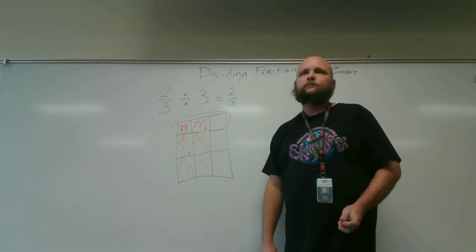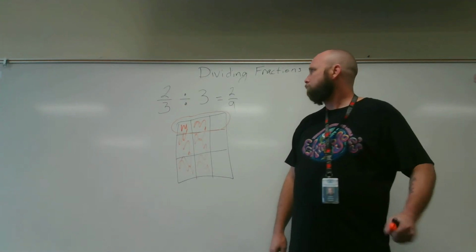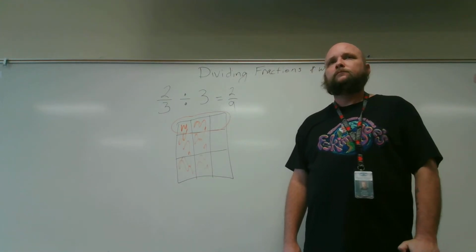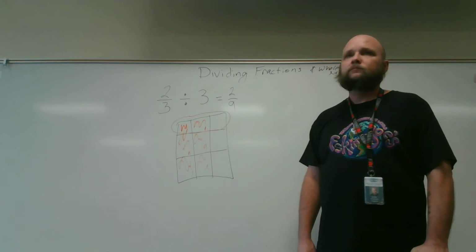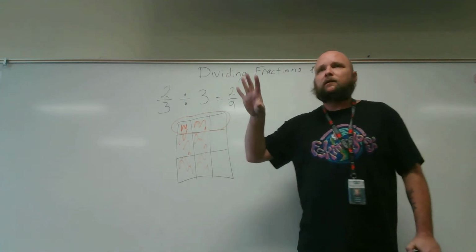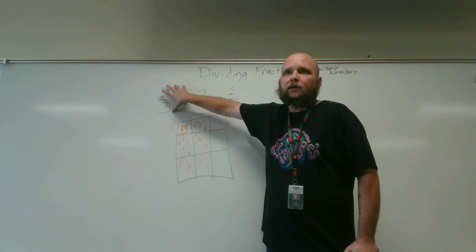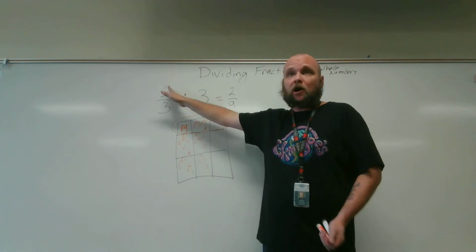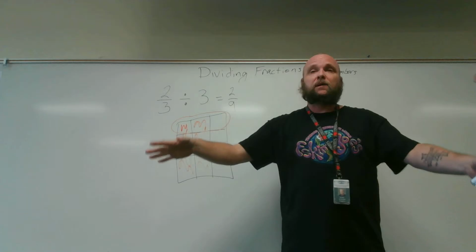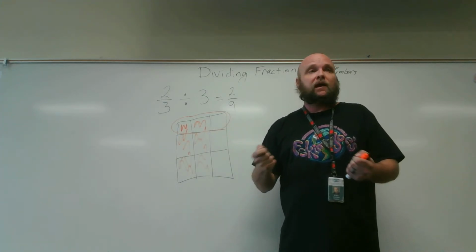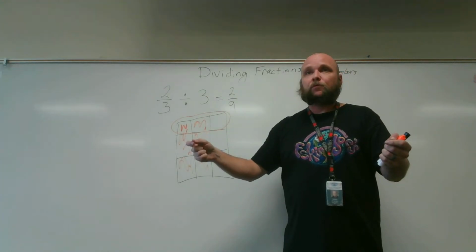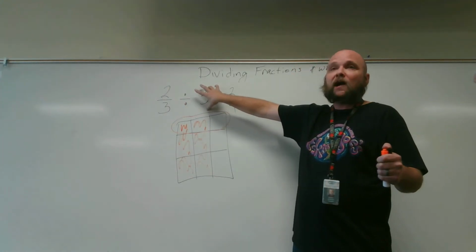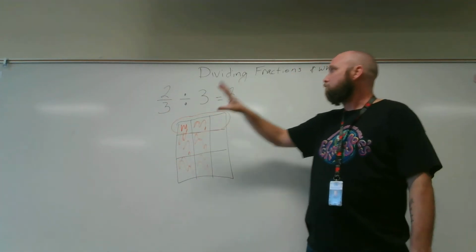I was about to put 6 and 2 ninths. But think of it this way: I'm taking less than 1 and dividing it into 3 groups. That'd be like taking less than $1 and splitting it among 3 people. Say I had 75 cents, and I'm giving the same amount to 3 different people. My 75 cents is going to get smaller, right? I'm taking 2/3 and dividing it among 3 things, so my answer is going to get smaller.